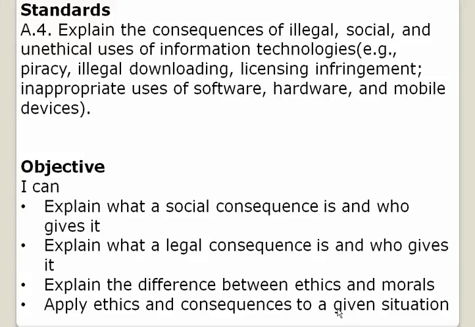The standards are to explain the consequences of illegal, social, and unethical uses of information technology, such as illegal downloading, license infringement, and inappropriate uses of software, hardware, and mobile devices. By the end of this lesson, you should be able to explain what a social consequence is and who administers it. Explain what a legal consequence is and who administers it.